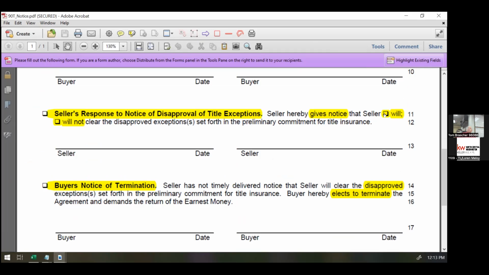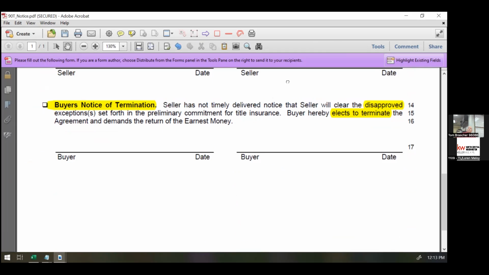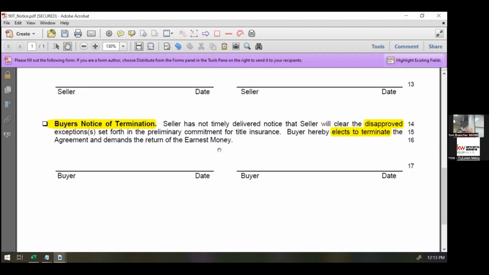It gives notice that the seller will or will not clear the disapproved exception set forth in the preliminary title report. If they sign that, they now have until closing date to fulfill that. The buyer then has a chance to give notice. The seller has not timely delivered notice that the seller will clear the disapproved exceptions set forth in the preliminary commitment of title insurance. Buyer hereby elects to terminate the agreement. But this is the only way that the buyer has of terminating based on a title report.